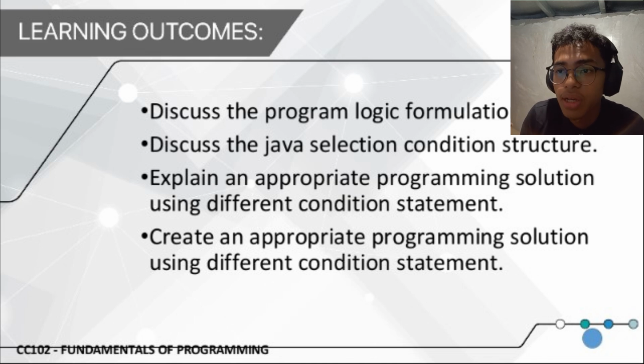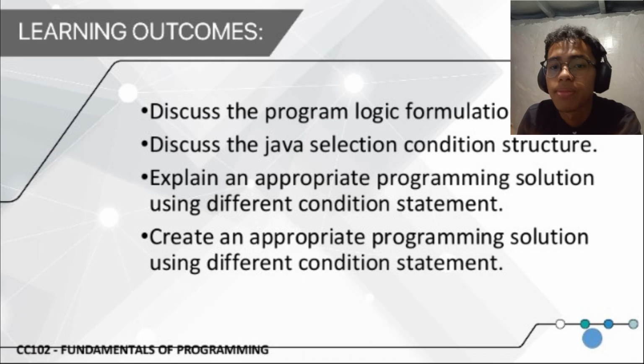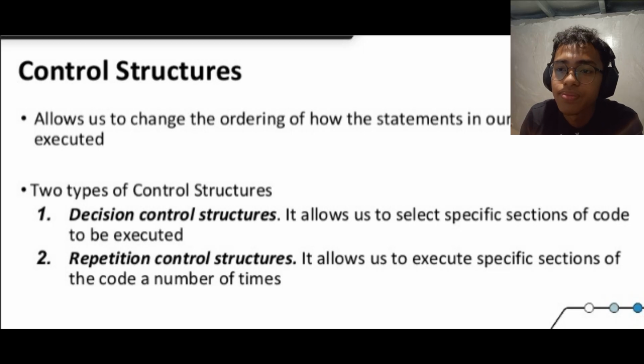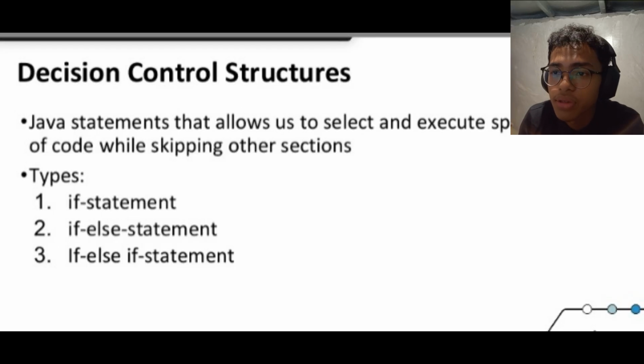In programming, a program usually runs line by line and from top to bottom. But sometimes we want it to make decisions. There are two main types of control structures. Number one, decision control structures for making choices. Number two, repetition control structures for repeating tasks. Today we'll focus on decision control structures.